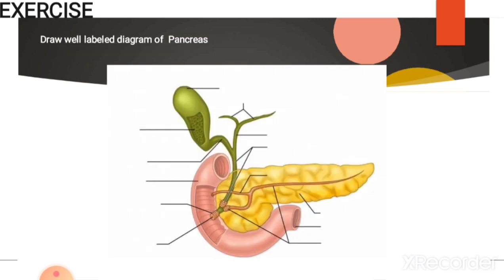Then this is the exercise for your file. You have to draw this diagram and label all the structures which are marked in this diagram, and use colors also. Use only pencil colors which are given in this diagram.